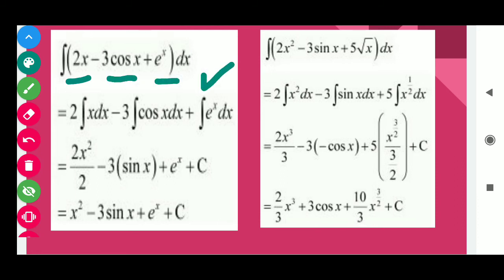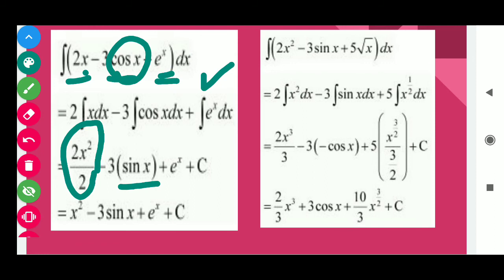And students, हमें यहाँ इसका इंटीग्रेशन करना है. Here x is variable and integration of x is x square over 2. You can see here. And integration of cos x. What is the integration of cos x? Integration of cos x is sin x. And integration of exponential remain as it is. And c is some constant of integration.